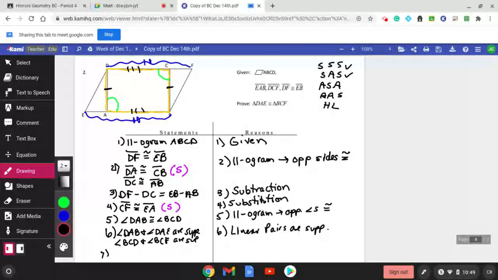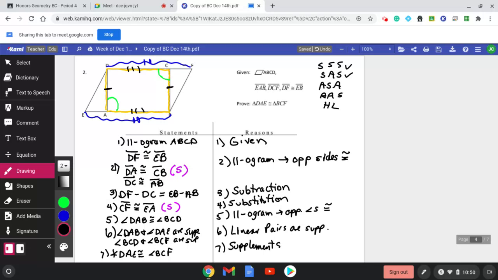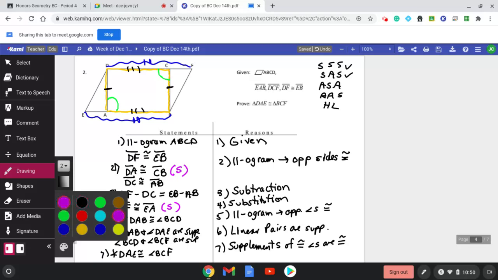Now you can say the supplements, angle DAE, congruent to angle BCF. And then that's the theorem. Supplements of congruent angles are congruent. And then there is the third piece of information we needed. And now I think we got the triangles congruent, right?